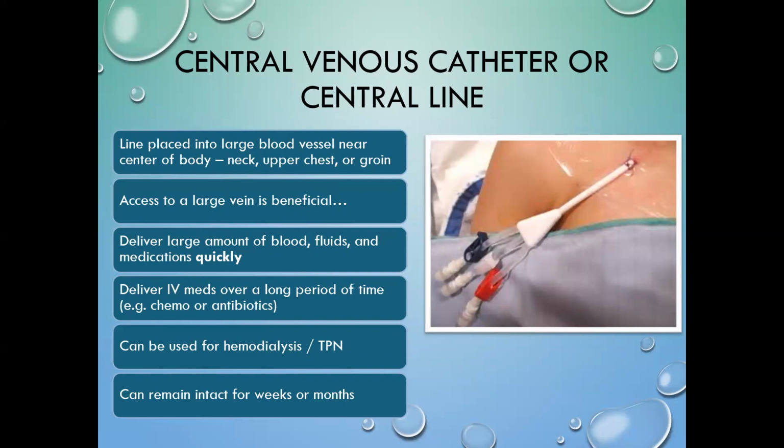A central line can be used short-term for hemodialysis for someone who's experiencing kidney failure. It's also sometimes used to give nutrition by way of TPN. TPN is total parenteral nutrition, and it's used to provide nutrition to people who can't use their GI tract. So instead of using the GI to process nutrition, it's just put directly into the vein. The last benefit of a central line is that it has a longer shelf life, so to speak, so it can remain intact for weeks or months, which is longer than a peripheral IV.